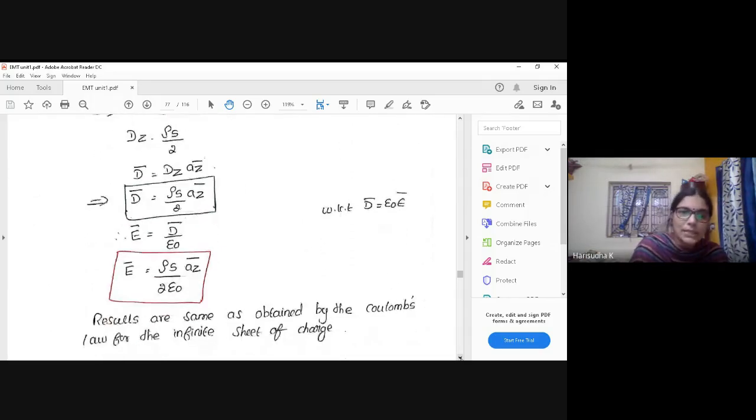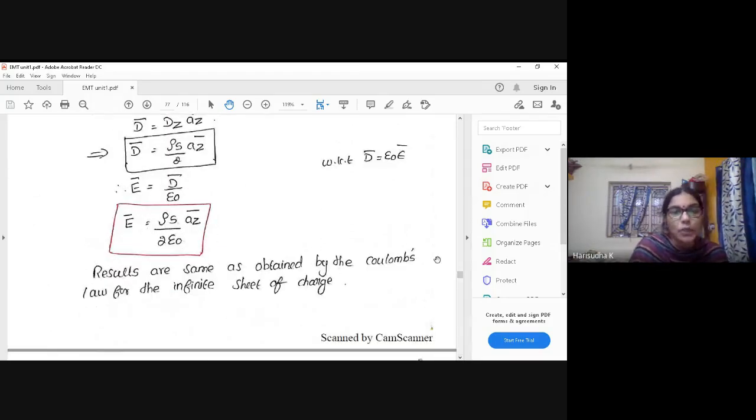These results are the same as obtained by Coulomb's law for the infinite sheet of charge. Before Gauss law, we were seeing about Coulomb's law. So in Coulomb's law for the infinite sheet of charge, we have got the same equation for the electric field. So both the results are almost the same.